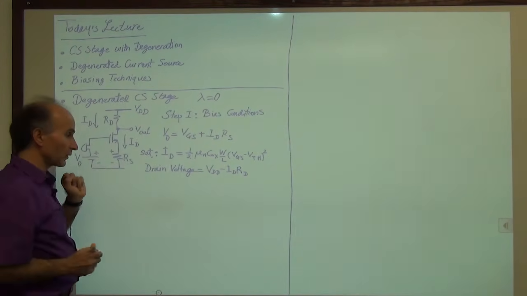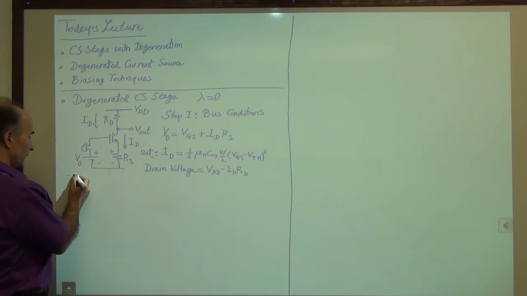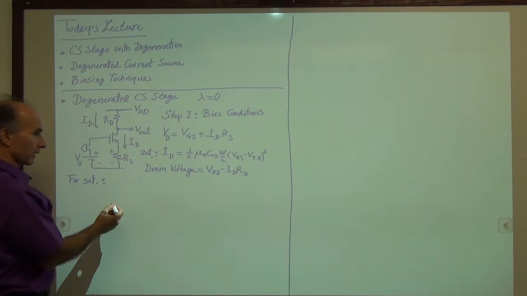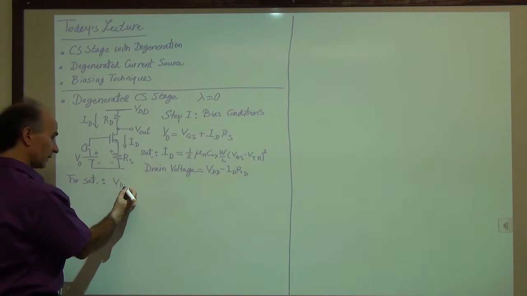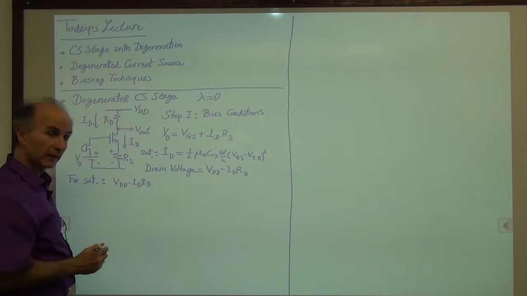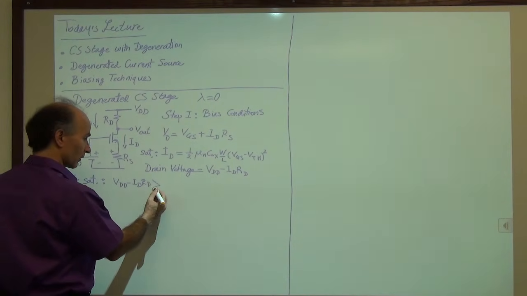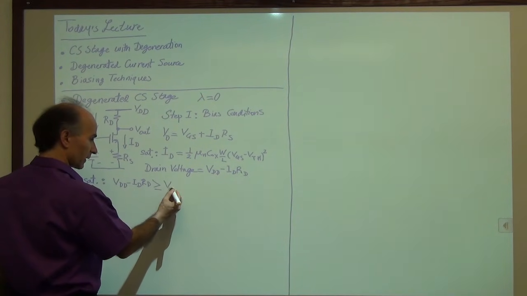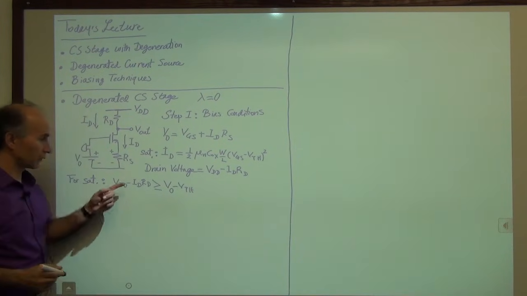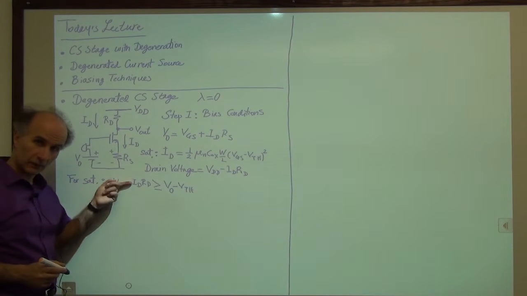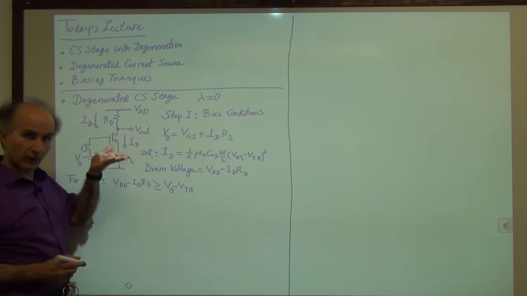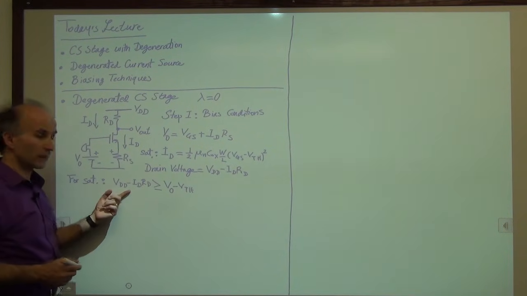For the device to be in saturation, this is what we need to happen. We need the drain voltage, VDD minus ID times RD, to be greater than or equal to the gate voltage minus the threshold. If the drain voltage is lower than this amount, if this voltage is less than this, then this device is in triode region. The drain is too low. The drain has to be higher. So if this condition holds, we are in saturation.